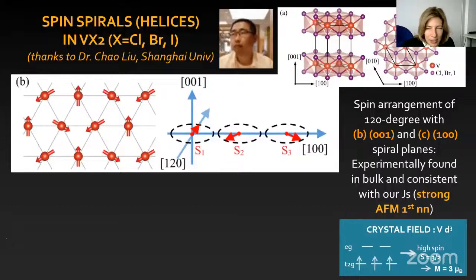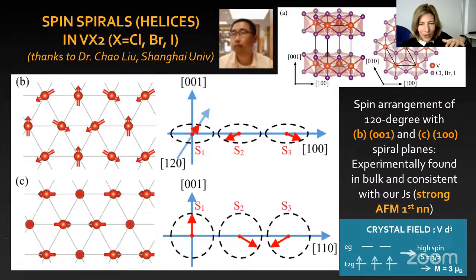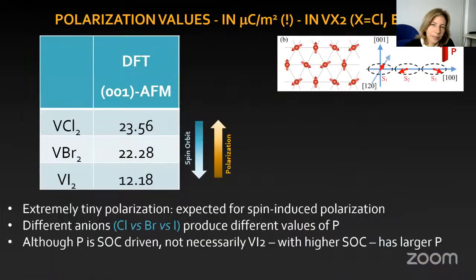What we couldn't say from first principles was whether this 120-degree state had spins lying in the plane or out of the plane. They were very close in energy. So we are not sure whether this is the ground state or that is the ground state, so we did both of them. And again, we tried to estimate the polarization arising from this kind of non-collinear spin texture.